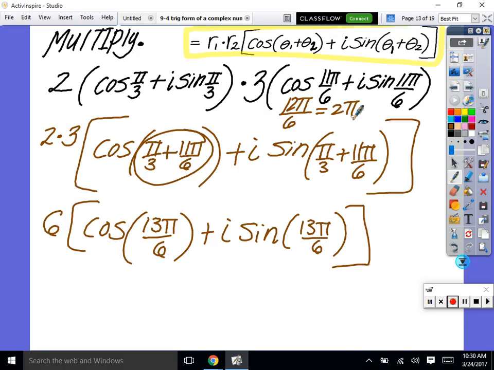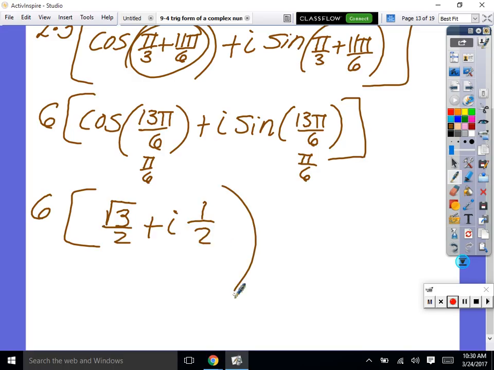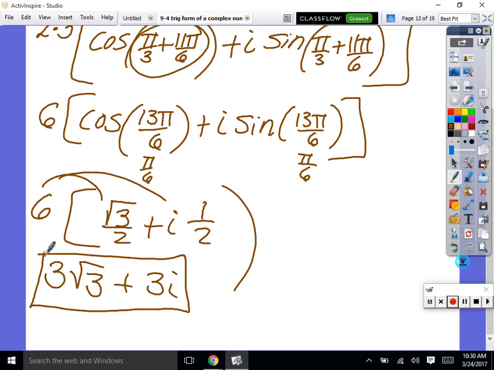So just look at pi over 6. It's a reference angle or a coterminal angle. So really we're just looking at pi over 6, everyone, because that's the same thing as 13 pi over 6. So then from there, we have 6 times, what's the cosine at pi over 6? Root 3 over 2, plus i sine of pi over 6 is 1/2. So then we would distribute, and our final answer would be 3 root 3 plus 3i. And now look, it's a regular old a plus bi complex number, a rectangular complex number.